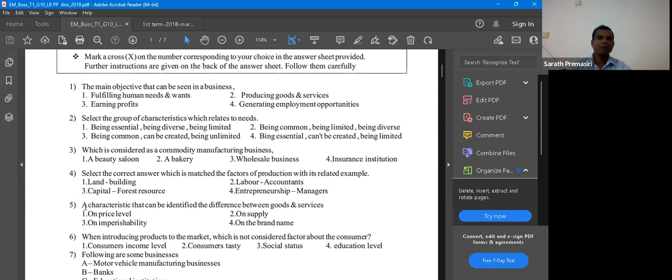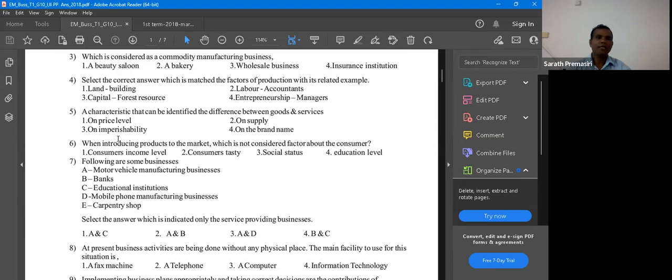Next one. A characteristic that can identify the difference between goods and services. On price level, no. On supply, no. On imperishability, yes. Services are perishable, goods are non-perishable. Goods and services have differences: visible, invisible, tangible, intangible; can be separated, can't be separated; can be stored, can't be stored; perishable, non-perishable. Then the answer is number three.